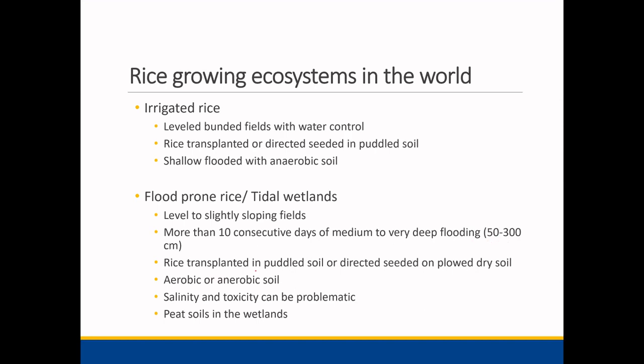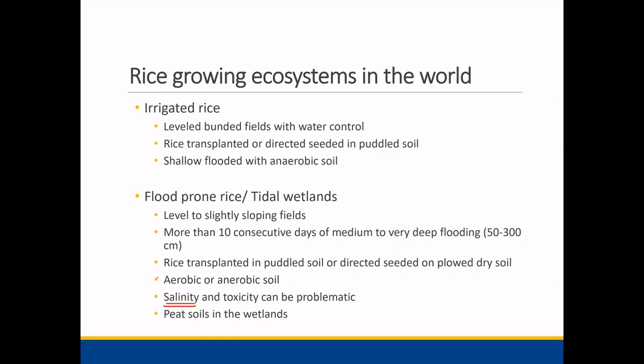So rice is transplanted in puddled soil, or direct seeded on plowed dry soil, and then aerobic or anaerobic soil depending on the water availability. Here also you don't have control over the submergence level. And then, other than the flood risk, which is the major problem in this ecosystem, there can be other problems like salinity, because I said this is low elevation, so there can be fields closer to the coastal areas.